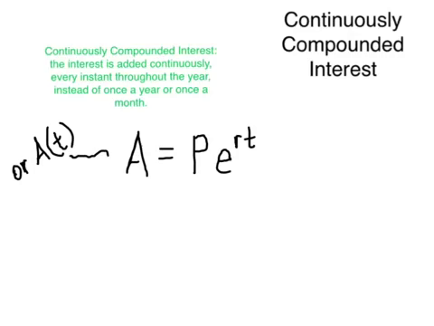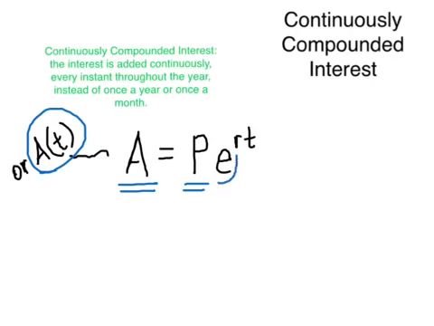So look at in the green here, it says continuously compounded interest is the interest is added continuously every instant throughout the year instead of just once a year or once a month like your typical interest. The formula that we're always going to use for continuously compounded interest is A = Pe^(rt). And you could also see the formula with a function notation, the final amount with respect to time, or A of t. I'm going to keep it simple and just leave a capital A for our final amount. P is our principal, which means our starting amount, the amount that we invest.